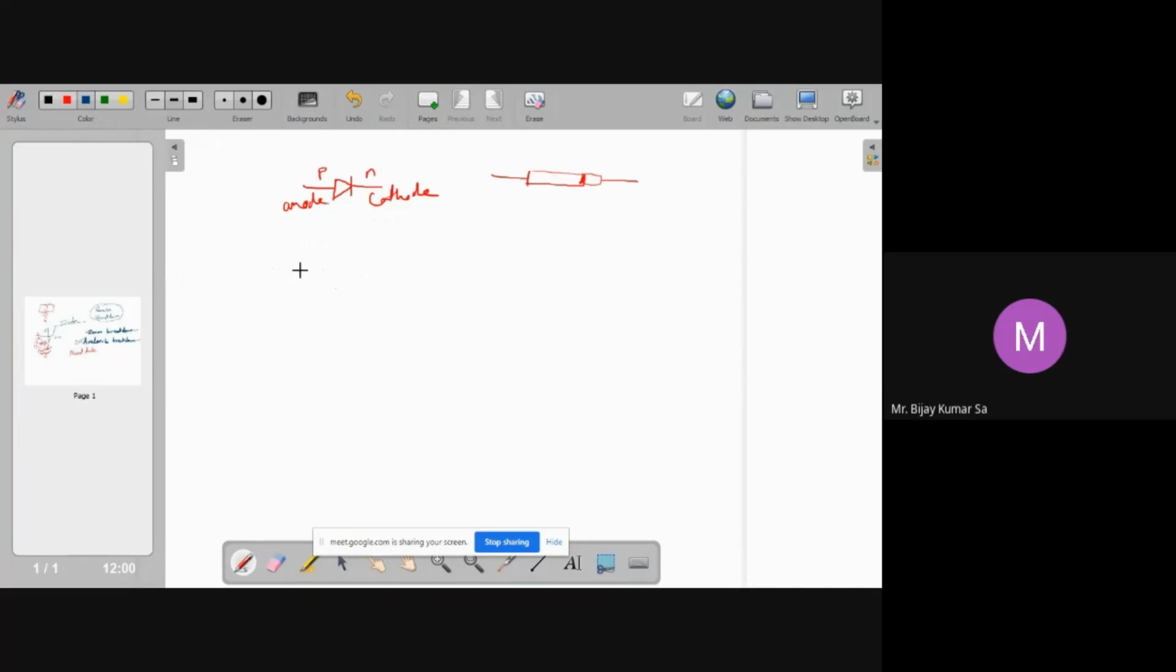Your Zener diode looks somewhat like this. This is the symbol for a Zener diode.